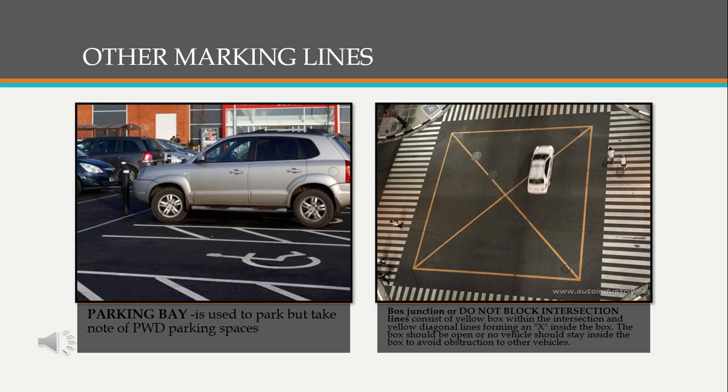Next is parking bay. It is used to park, but take note of PWD parking spaces. Lastly is box junction or the do not block intersection lines. It consists of a yellow box within the intersection and yellow diagonal lines forming an X inside the box. The box should be open, or no vehicle should stay inside the box, to avoid obstruction to other vehicles. It is a road traffic control measure designed to prevent congestion and gridlock at junctions.